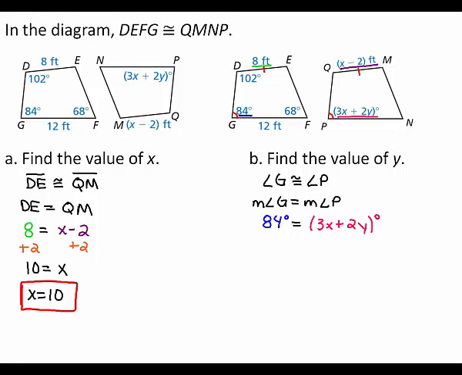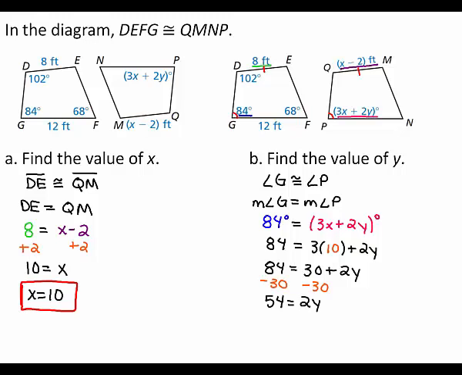Next, you found the value of x to be 10, so you can substitute 10 in for x. When you simplify, 3 times 10 gives you 30. Now, to solve for y, you can first subtract 30 from both sides of the equation. This gives you 54 equals 2y.